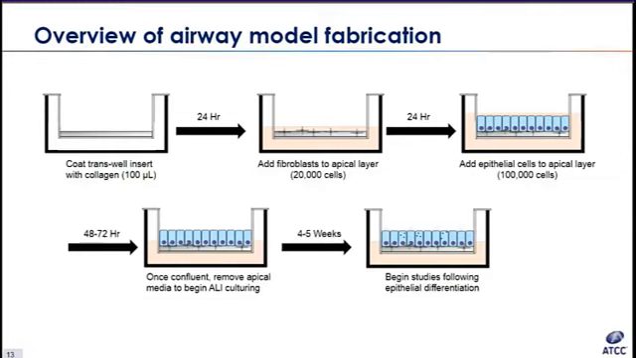Once the cells are confluent, we completely remove the apical side media and expose the epithelial cells to an air-liquid interface, or ALI, culturing condition. We keep the cells under air-liquid interface culturing conditions for about 4 to 5 weeks to induce primary cell differentiation, while the basal side media is replaced periodically, about 3 times a week. Once this is accomplished, the models are checked and are then considered ready for testing.